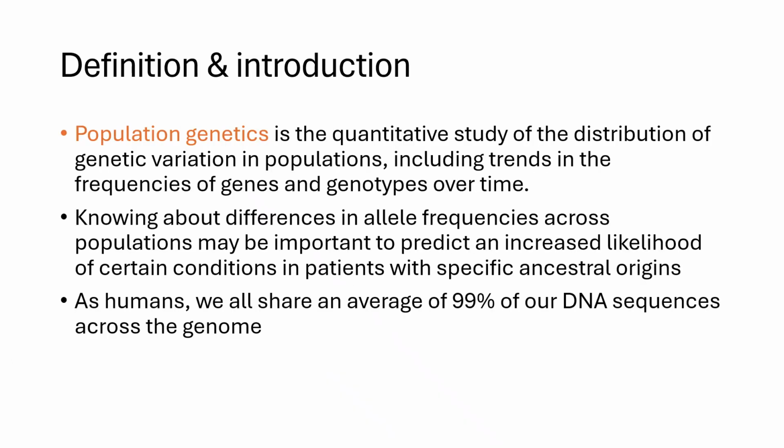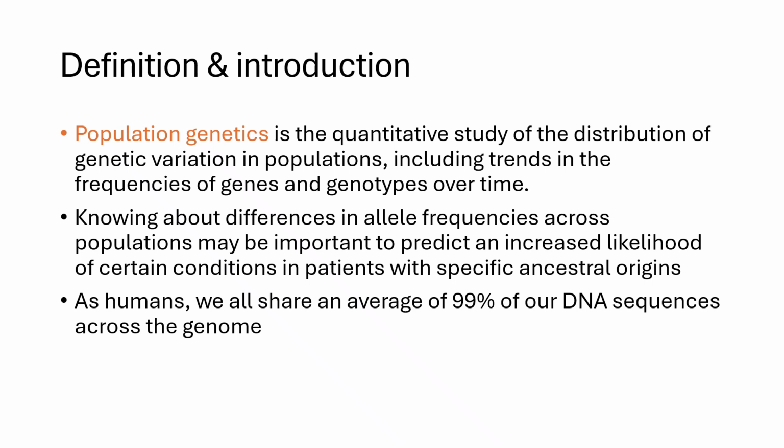So population genetics is the quantitative study of the distribution of genetic variation in populations, including trends in the frequencies of genes and genotypes over time. So knowing about differences in allele frequencies across populations may be important to predict an increased likelihood of certain conditions in patients with specific ancestral origins.